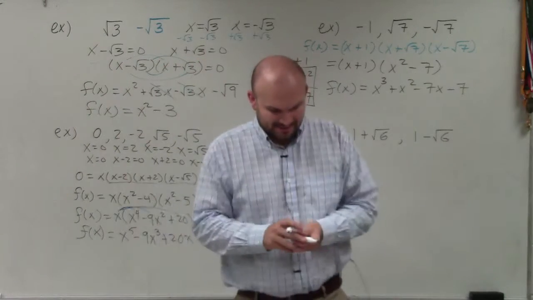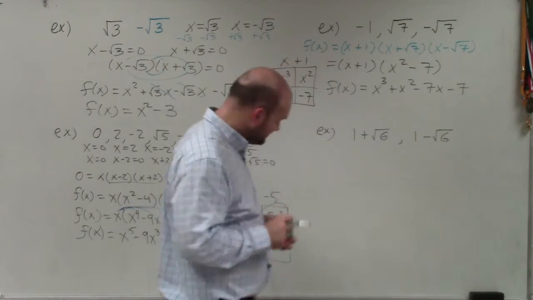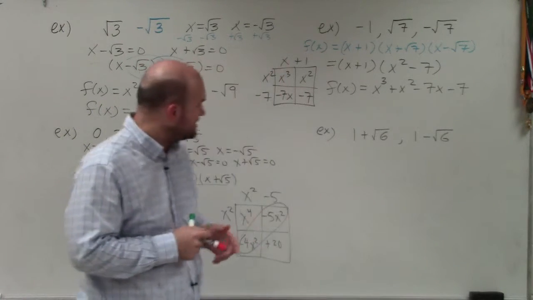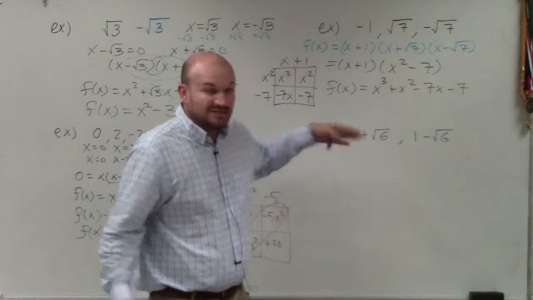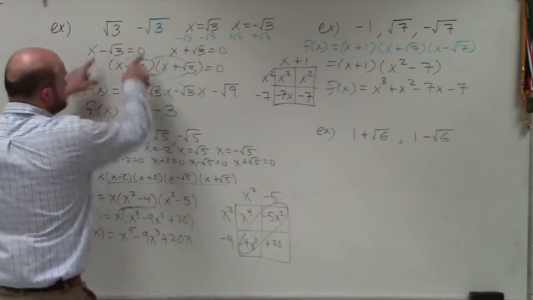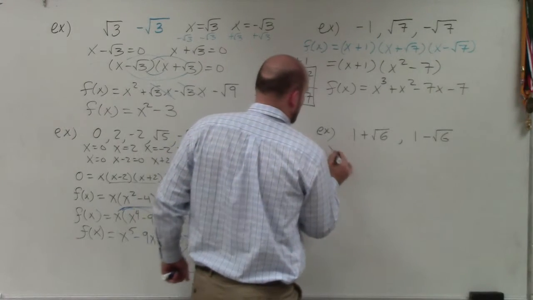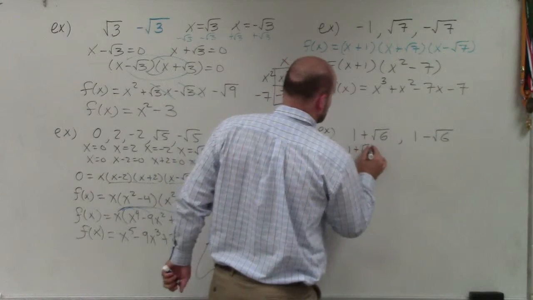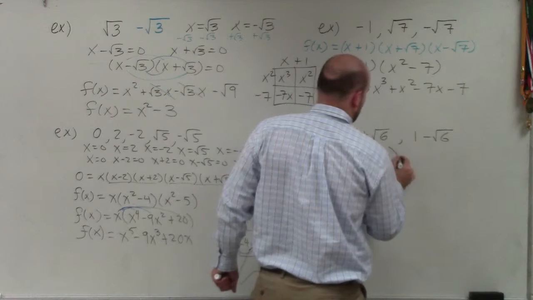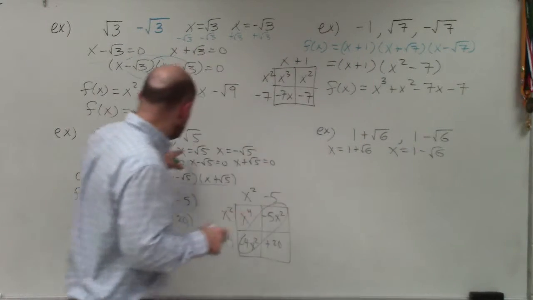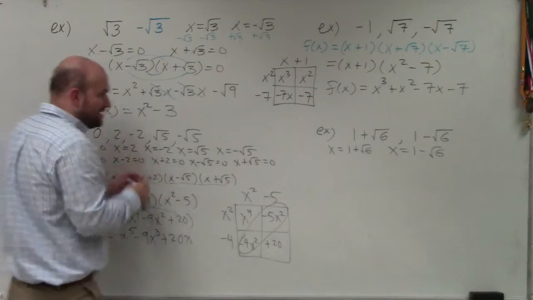Whew. All right. So now let's get into the last one. And this one usually gets a lot of students, so I am going to break this one down step by step. So again, just like I did here, and here, set your zeros equal to x. So x equals 1 plus the square root of 6. x equals 1 minus the square root of 6. Then, once you have them set equal to x, set them equal to 0.